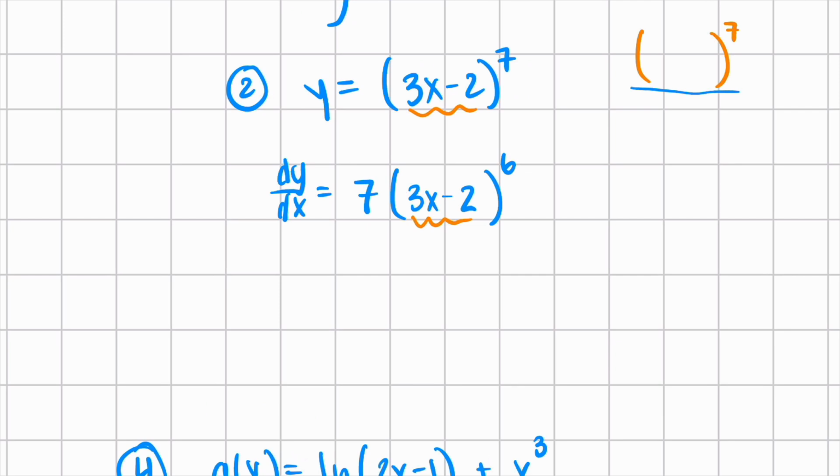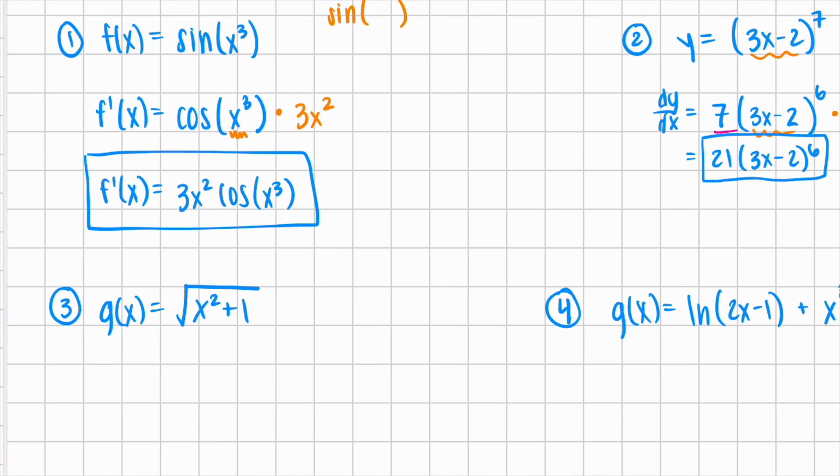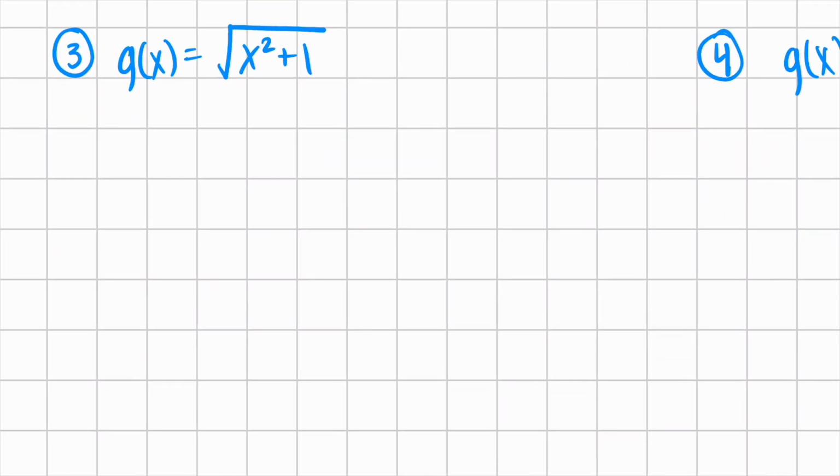Once you do that, I need the derivative of the inner function. So derivative of 3x minus 2 is 3. From here, I can do my 7 times 3, and I get 21 times 3x minus 2 raised to the 6th power. And that is your derivative. Number 3, we could have radicals when we are taking derivatives. I would rewrite this to be x squared plus 1 raised to the 1/2.